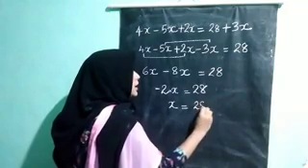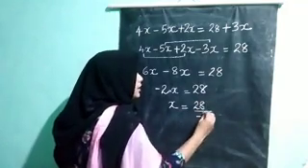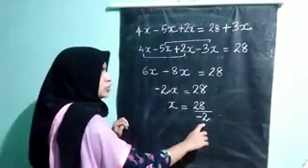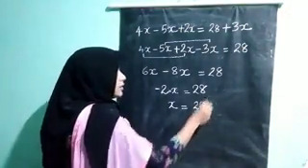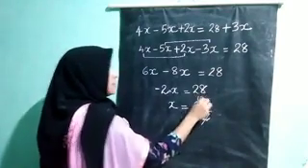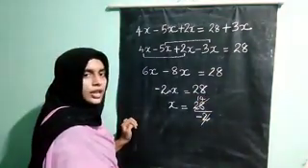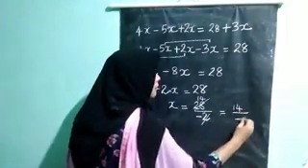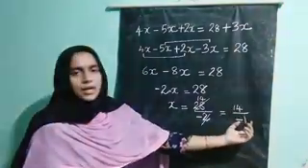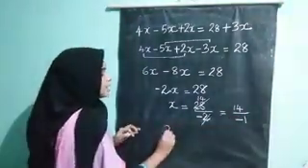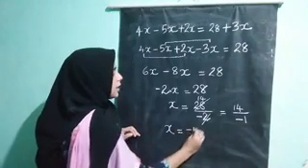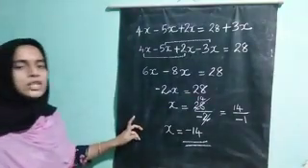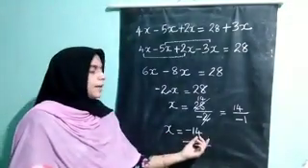So 28 divided by minus 2. Now, we can cancel 14. In 28, there are 14 2's. Now, we got the value as 14 by minus 1. That we can rewrite it as x equal to minus 14. So the solution of this equation is x equal to minus 14.